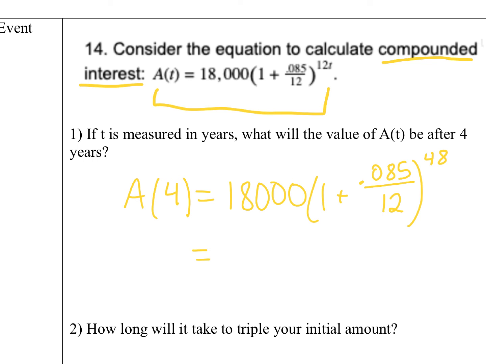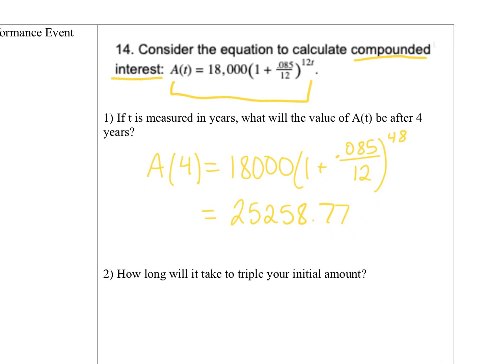I got 25,258.76. What was that, Carter? I got 25,258.76. Yes. And if you round it, it'd be 25,258.77. Okay, and what would that be? How would you label it? If it's an investment, it's money. Put a dollar sign on that.